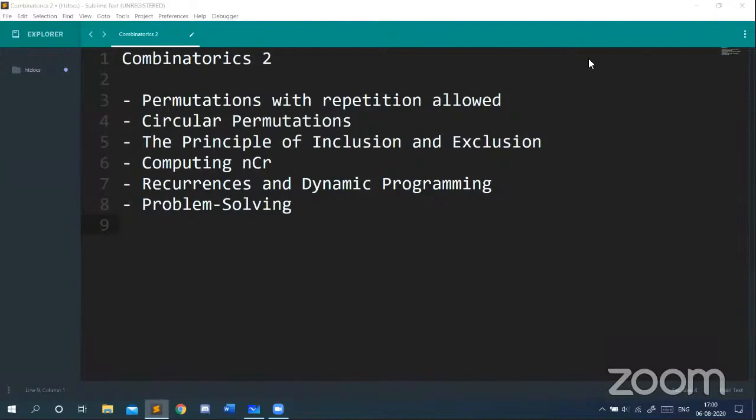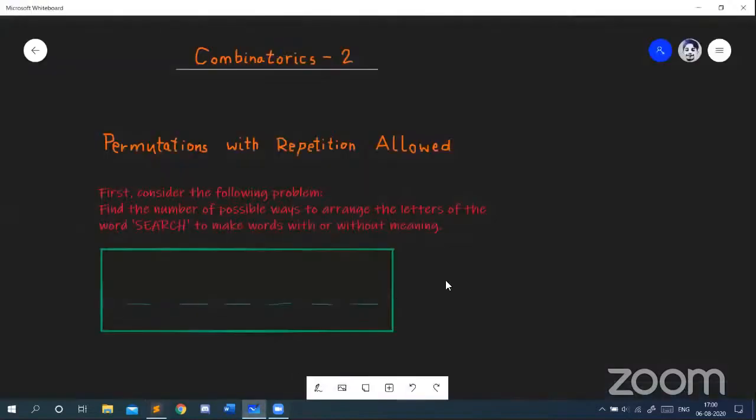Great, thank you. So we're going to pick up where we left off last time in Combinatorics 1, where we discussed the elementary ideas from combinatorics. We're going to begin with permutations with repetition allowed. But before that, here's a warm-up problem just to get ourselves started. And this is the problem, right?